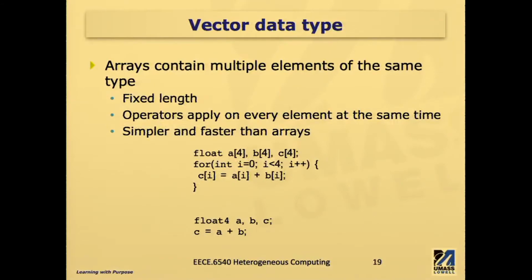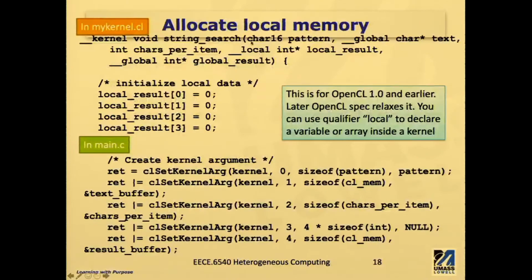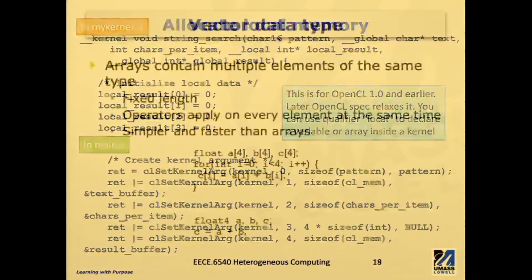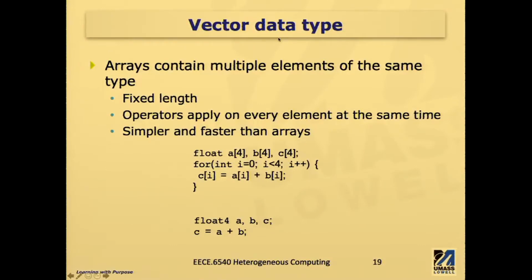Okay, next thing I want to talk about is the vector data type. And we actually saw here already this character 16. This is not a data type in C or other programming languages. This is actually specific to OpenCL kernels. You can have an array containing multiple elements of the same type. And this is used in many different cases, like in our example we'll see later. And these arrays, of course, have a fixed length. And you typically expect there are some operations you want to apply on every element at the same time. If you use this vector data type, it's faster and easier than using arrays.